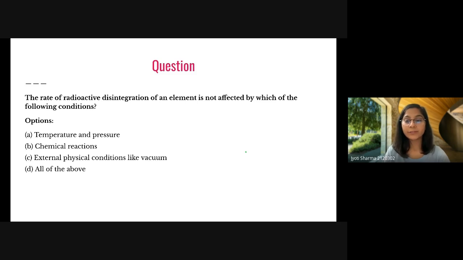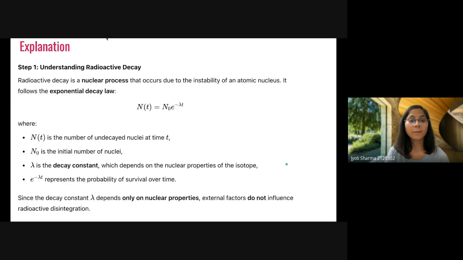Rate of radioactive disintegration of an element. So the right answer is D, that is all of the above. It means nothing affects it. It is not temperature and pressure. It is not the chemical reaction. It is not any external physical condition like vacuum that will affect the radioactive disintegration, because this is the work of nuclei only. Nuclei only have that energy, and that's why all these factors will not affect this radioactive disintegration, right? I also have an explanation for this.